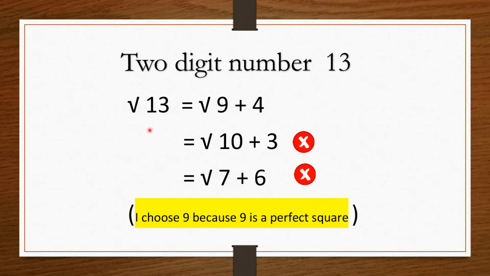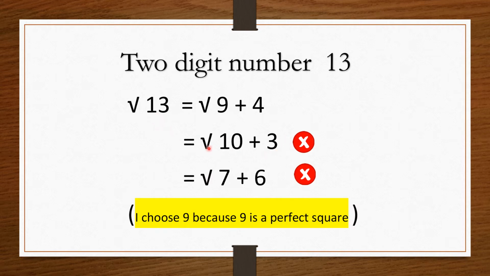Now consider a two-digit number 13. So we are going to find out the square root of 13, and you know that 13 is not a perfect square. So I'm going to write this 13 as a combination of 9 and 4. That is 9 plus 4. So root of 13 is written as root of 9 plus 4. You may ask, why can't we write it as root 10 plus 3 or root of 7 plus 6, which is also going to give you the root 13.